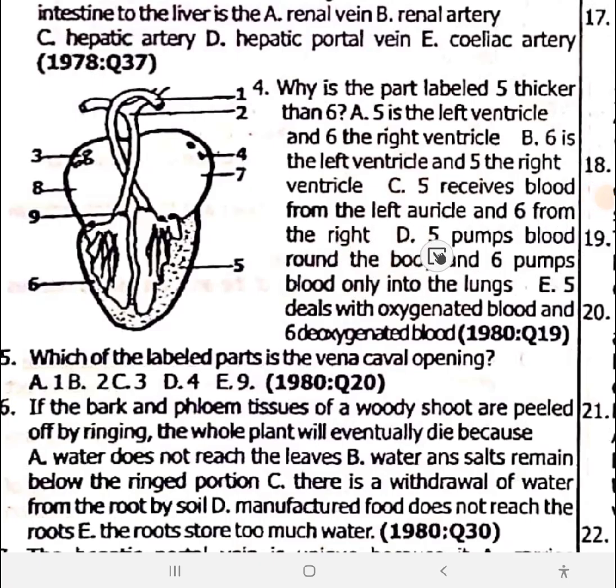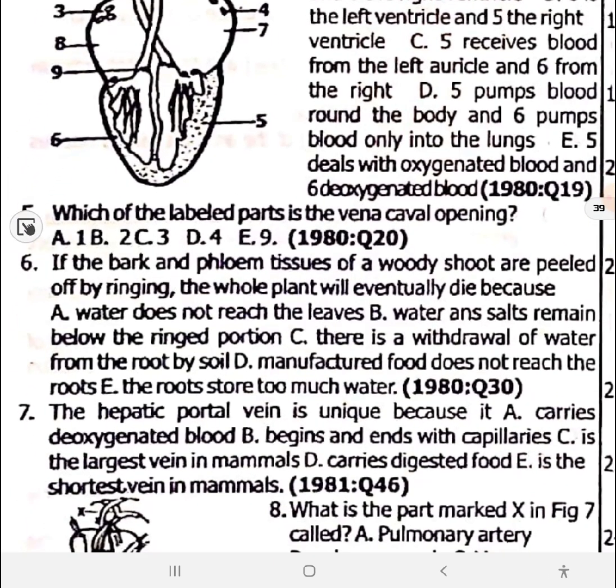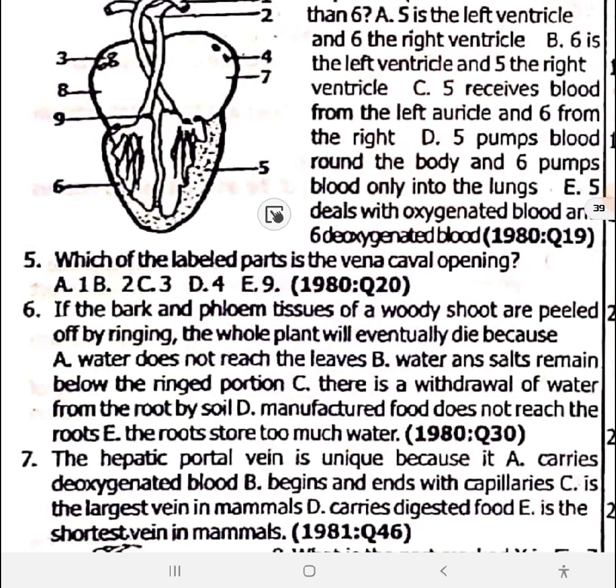Sorry, it's supposed to be D. 5 pumps blood around the body. Option D, not option A. So 5 is option D. We'll go to the next question. Number 5. Which of the labeled parts is the vena cava?